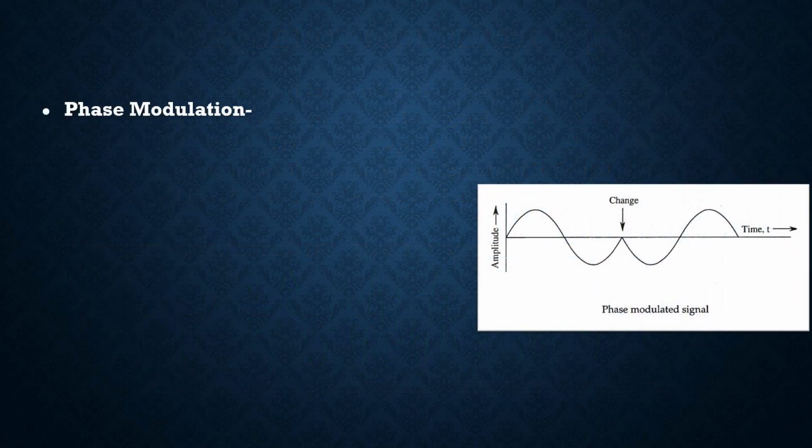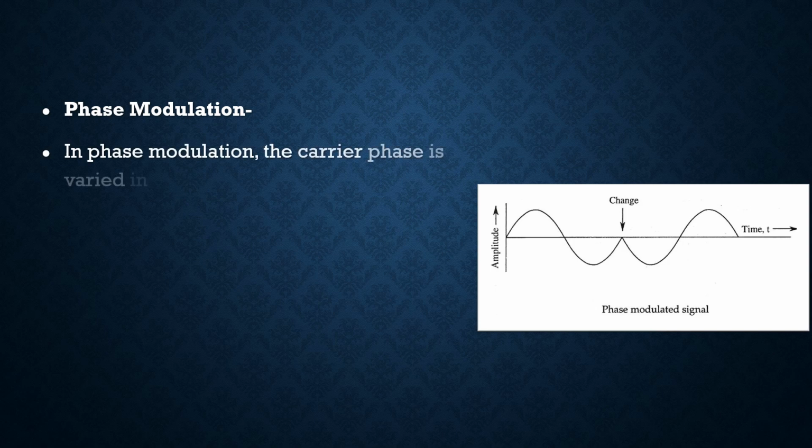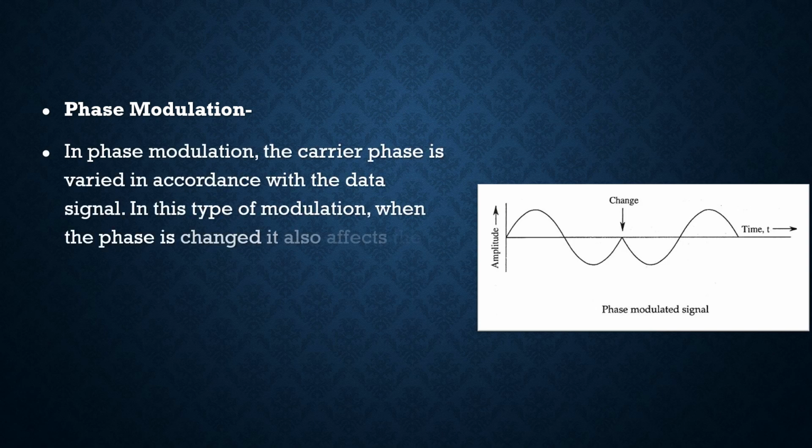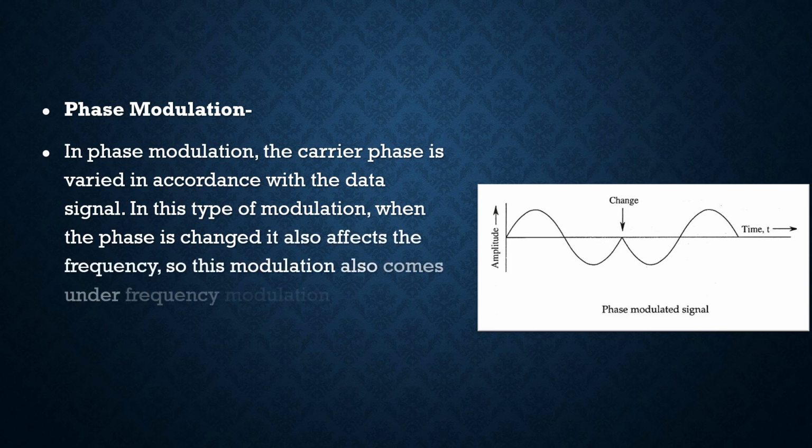Phase modulation. In phase modulation, the carrier phase is varied in accordance with the data signal. In this type of modulation, when the phase is changed, it also affects the frequency. So this modulation also comes under frequency modulation.